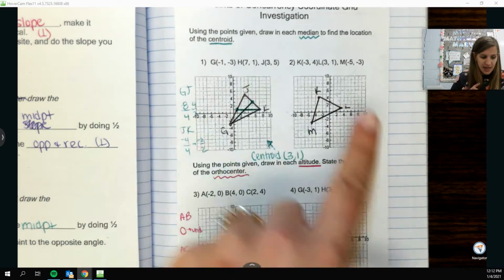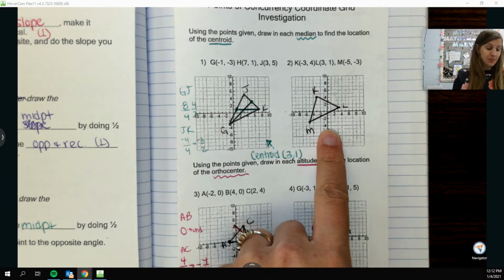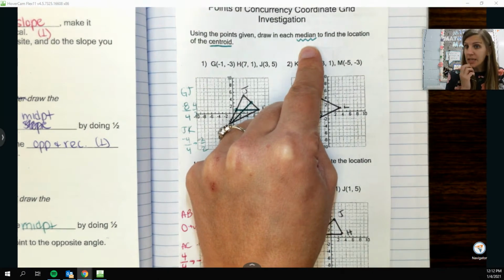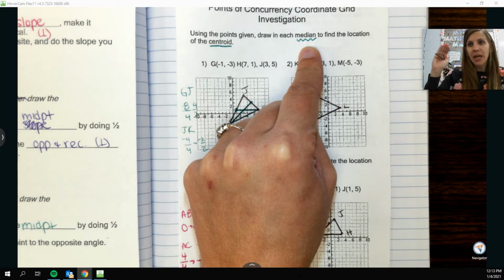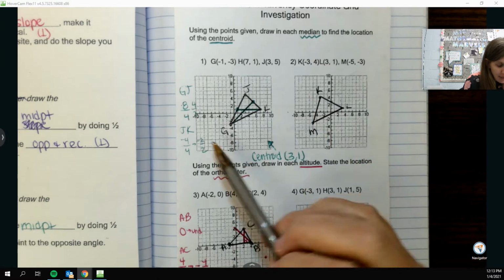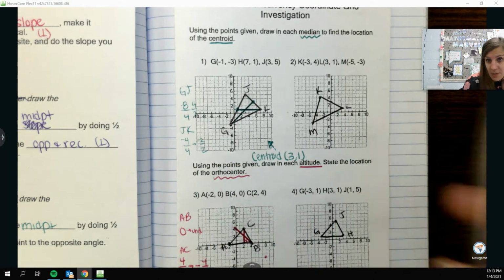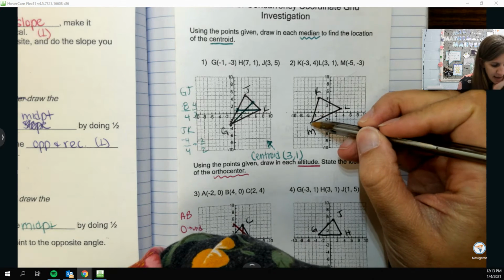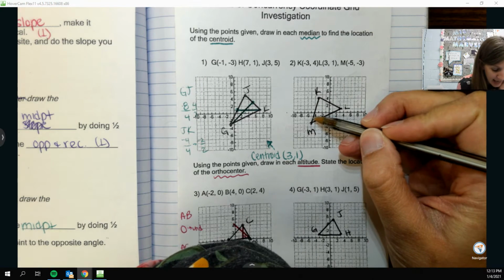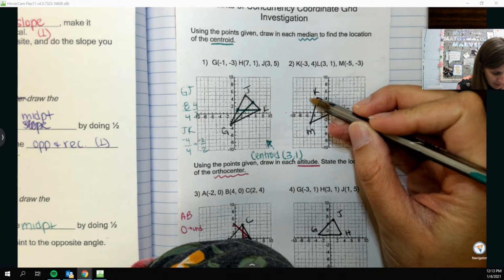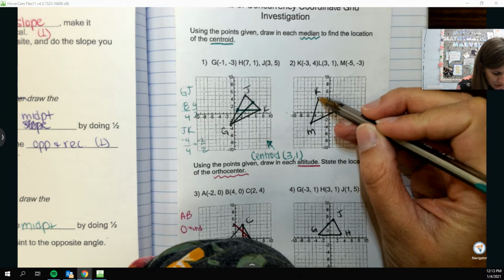Okay, so for the first one, I already drew this triangle out. To find the centroid, I need to draw the medians. The median is drawn by finding the midpoint and connecting it to the angle across. You can go through and write out all the slopes, but I do a lot of it up in my head. So if I count the slope from M to K, I have to go up 1, 2, 3, 4, 5, 6, 7 boxes and then over 2.